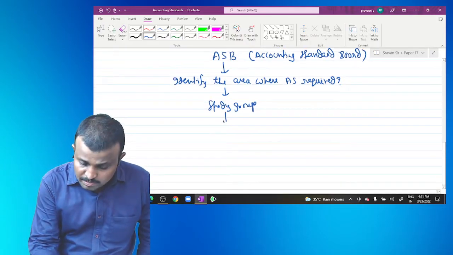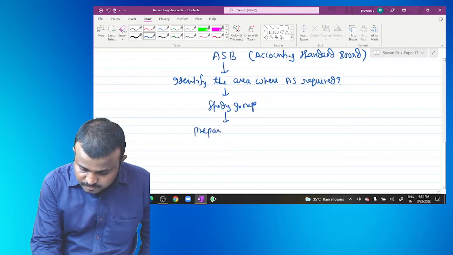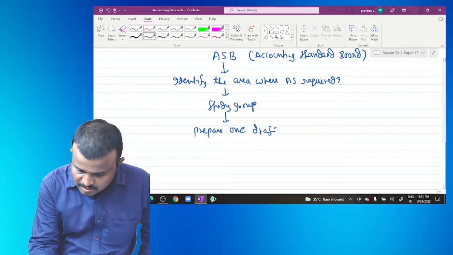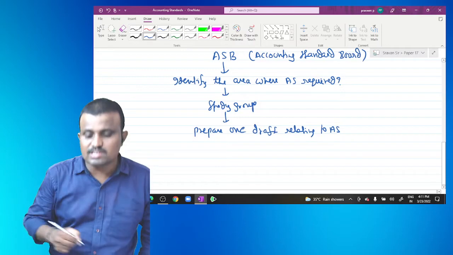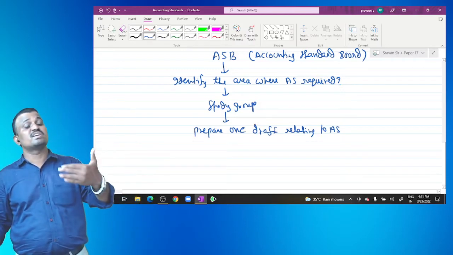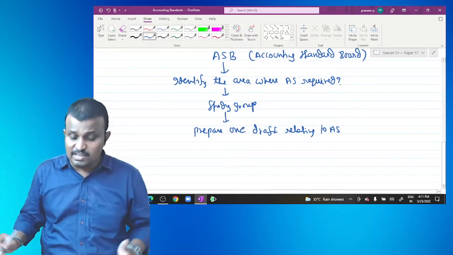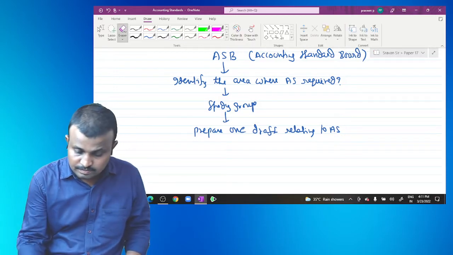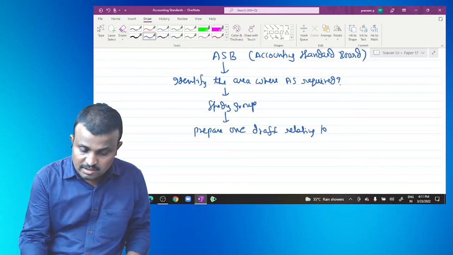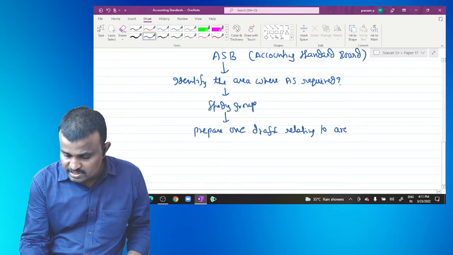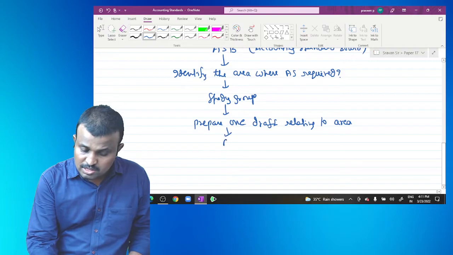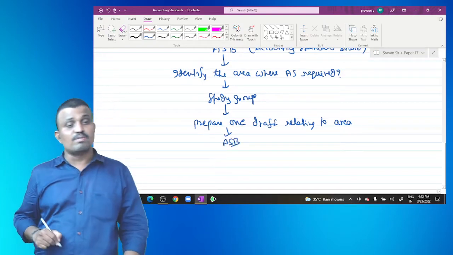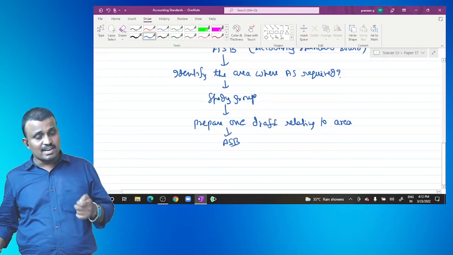The study group prepares one draft relating to the respective area. Then that is provided to the ASB, the Accounting Standards Board.